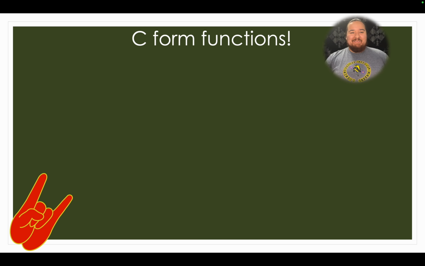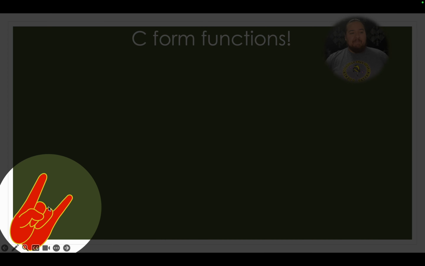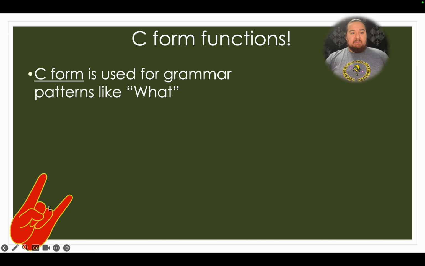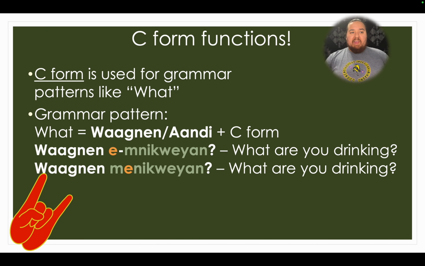All right, so we have the image here to write down everything from this slide in your notes. Right here. So C form is used for grammar patterns like what. The grammar pattern for what is wegnen or onde plus C form. So we got wegnen emnikweyan, what are you drinking? And wegnen menikweyan, both mean what are you drinking? It's just we have a slight difference in initial change here. We have a few options. So pause the video here before moving on and write these down in your notes. All right, let's move on.